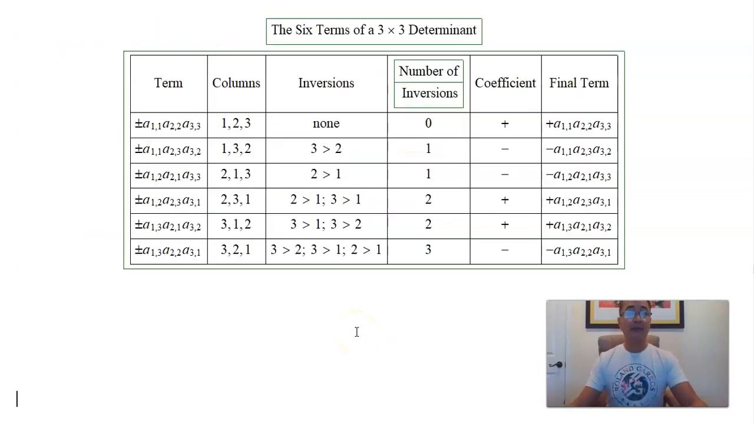Okay, so we're going to repeat this process for the other 5 permutations of 1, 2, and 3. Okay, so I mentioned 1, 2, 3. Okay, if the columns are already in the correct order, there are no inversions, so you have 0 inversions. 0 is an even number, so the coefficient of A11, A22, A33 is positive. A11, A22, A33. Okay. How do you list down the permutations in some organized way?